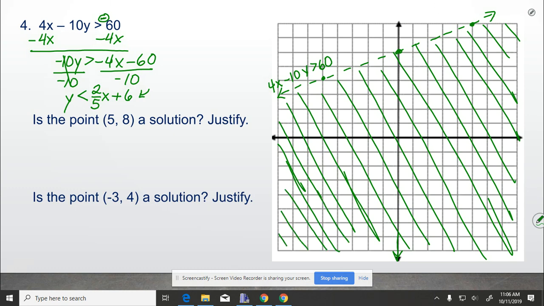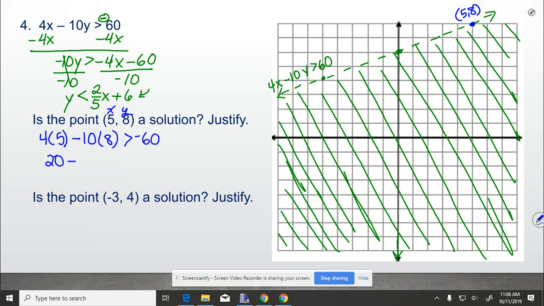Okay, and now we're going to see if some points are solutions. So we start with the point 5, 8. So 5, 8 would be right 5 and up 8, and that's right here on the dotted line. So if you remember, if it's on the dotted line, it shouldn't be a solution, but let's double check. So we would again put this in for x and this in for y. So 4 times 5 minus 10 times 8 should be greater than negative 60.